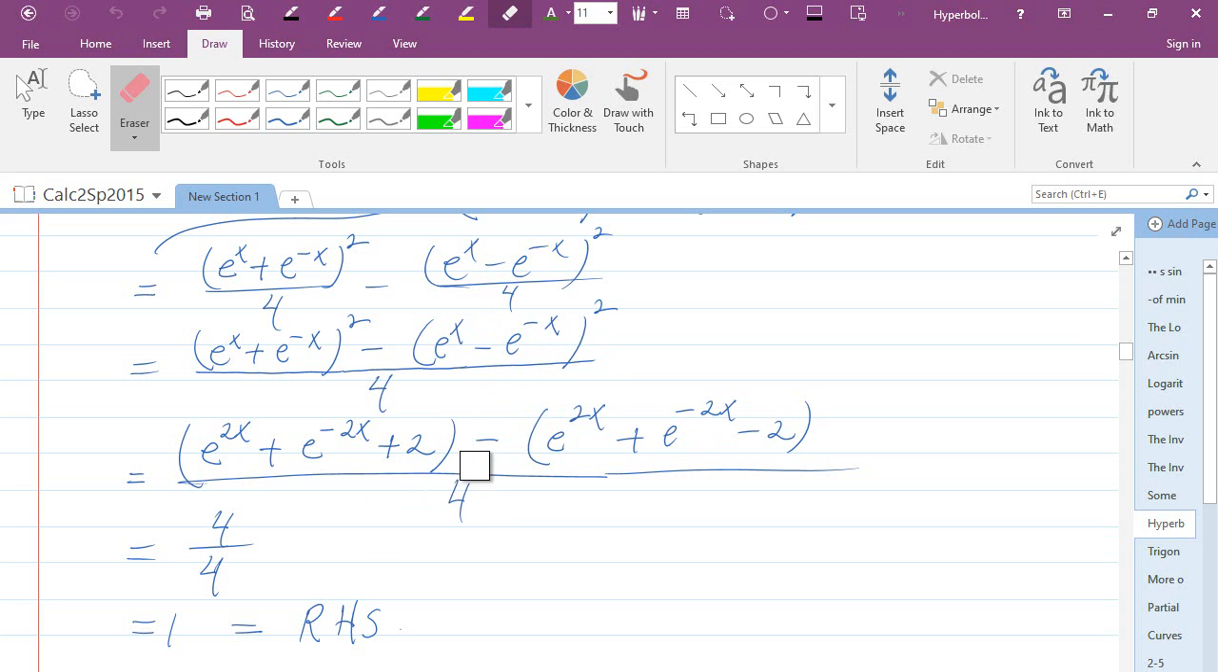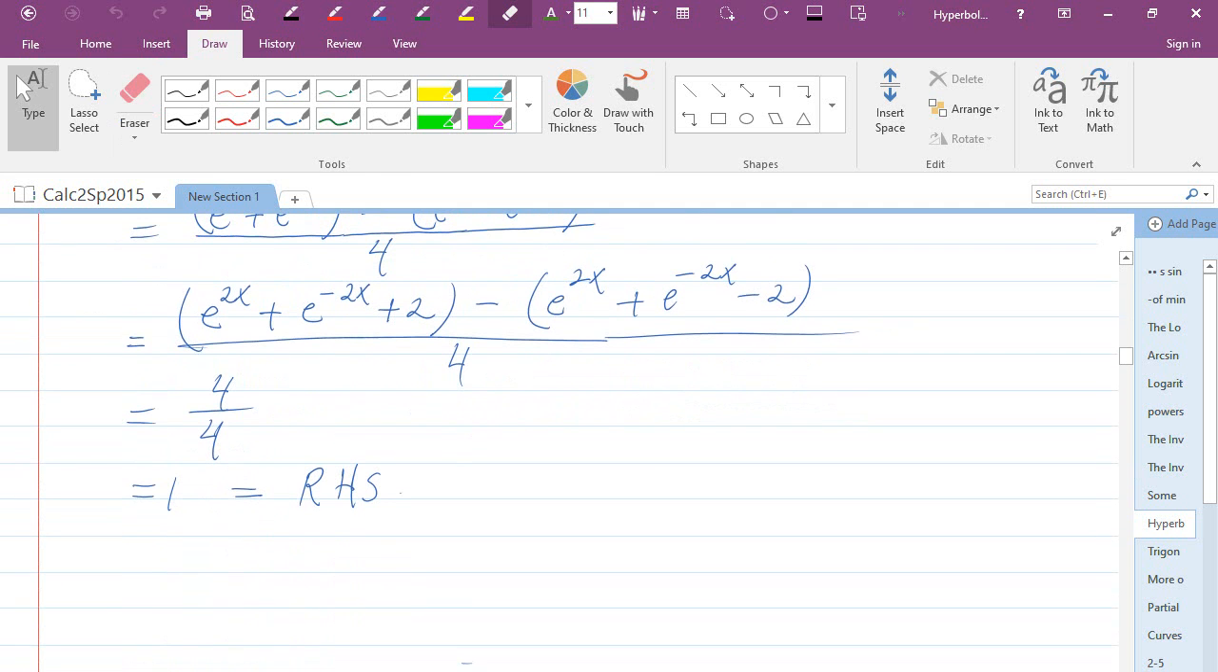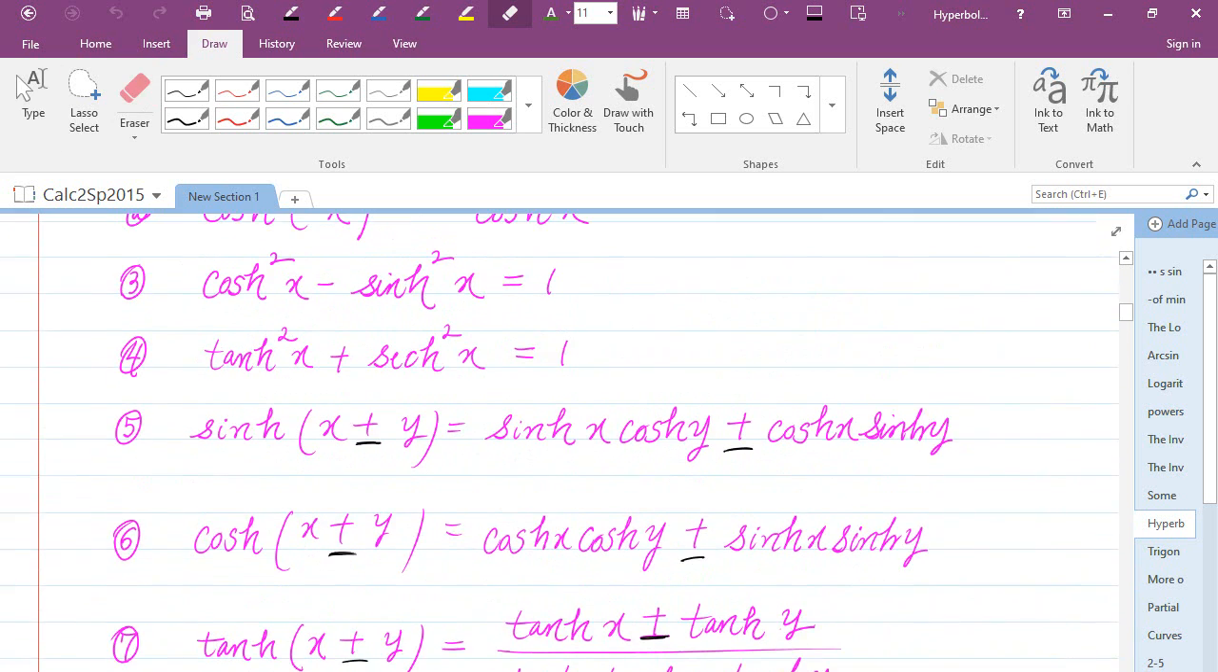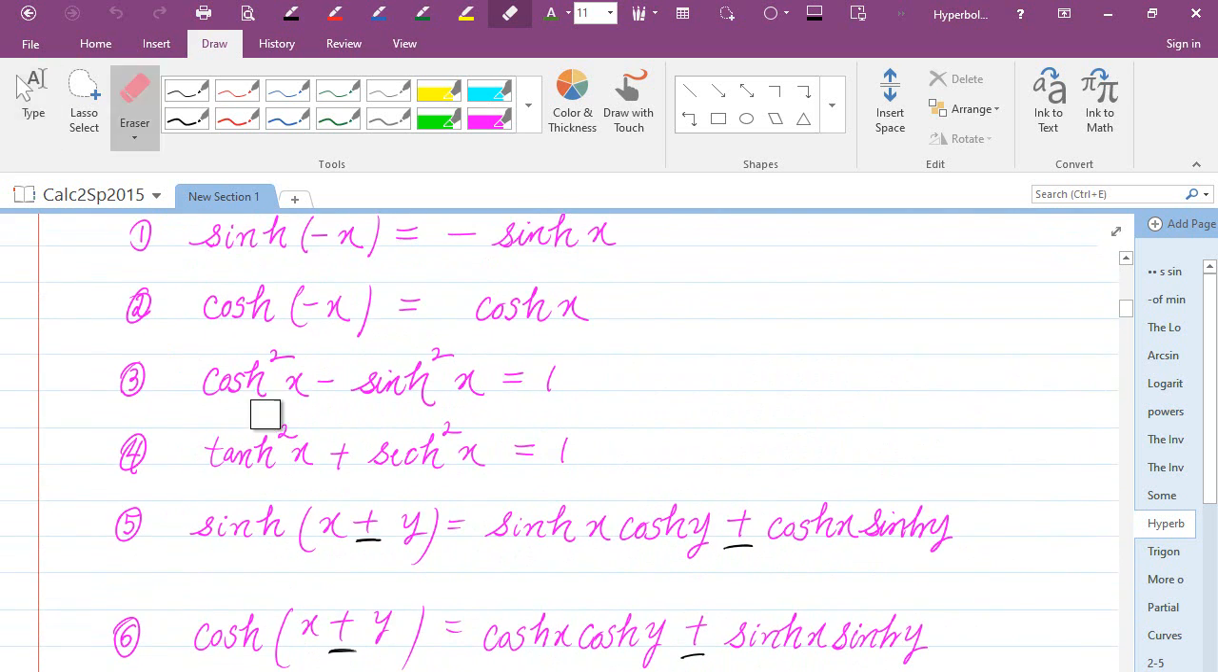Okay, so now you subtract and simplify, so you can see that e to the 2x and e to the minus 2x cancel out. We have a plus 2 here and then another plus 2 coming from here. So that's 4, so I get 4 over 4, which is 1, which is what we wanted to show. Okay, so that concludes the proof of identity number 3 right here.